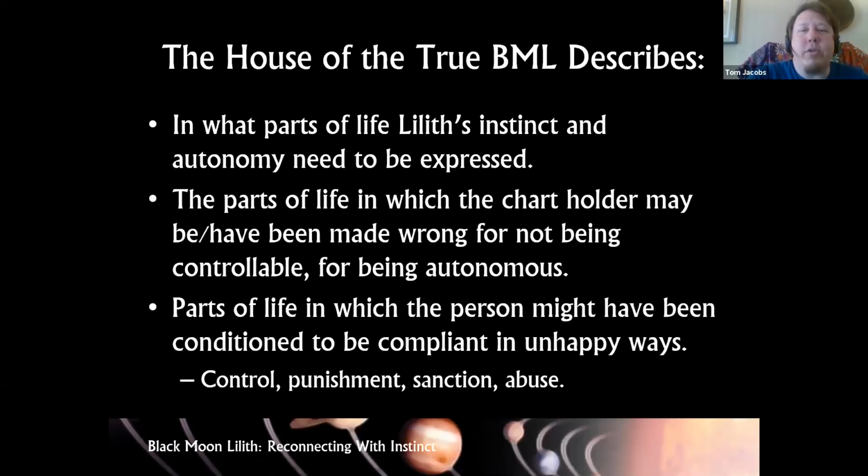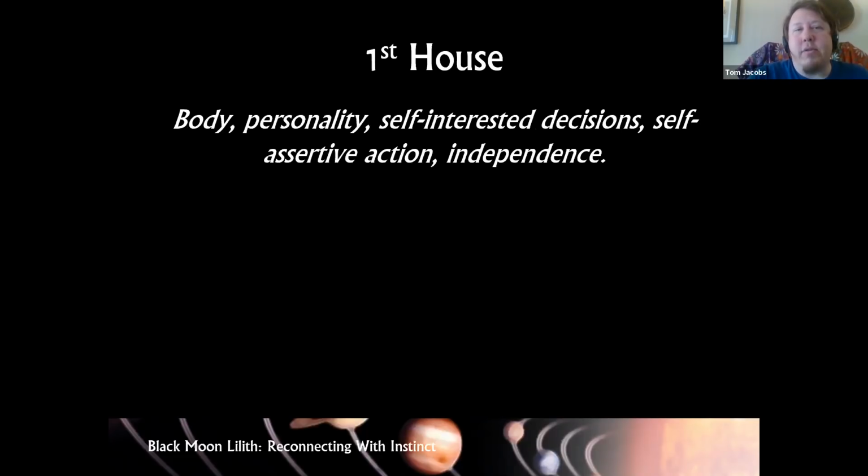Parts of life in which the person might have been conditioned to be compliant in unhappy ways, and I just put control, punishment, sanction, abuse, threats. You know, if you don't do this for me, if you don't behave this way, that kind of coercion, all those kinds of things are negative responses to the reality that a person wants to be autonomous. Okay, now first house, let's just give some keywords: body, personality, self-interested decisions, self-assertive action, putting the self first, independence, those kinds of things.